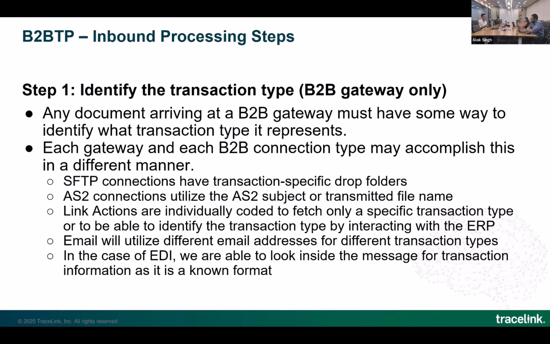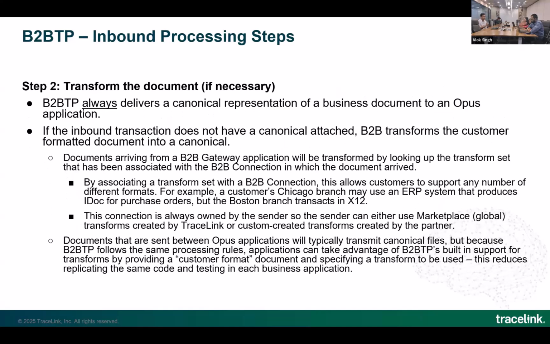So first of all, when we dropped the file, B2B read the X12 format. It was the correct X12 format. B2B identified the transaction type and it recognized that it is a purchase order transaction. Second step. Now, after recognizing the transaction type, B2B will try to transform the document. How does B2B transform the document?